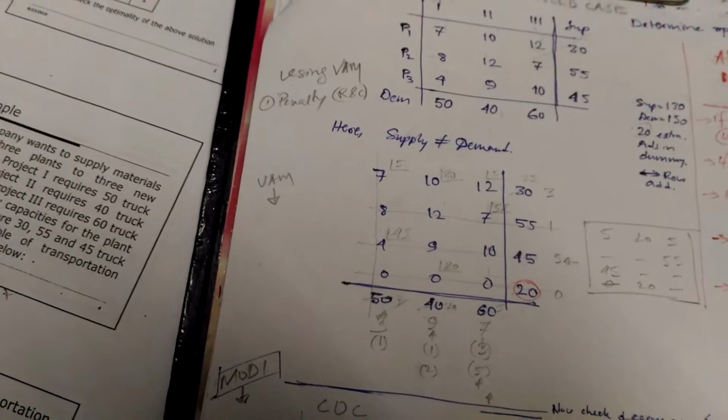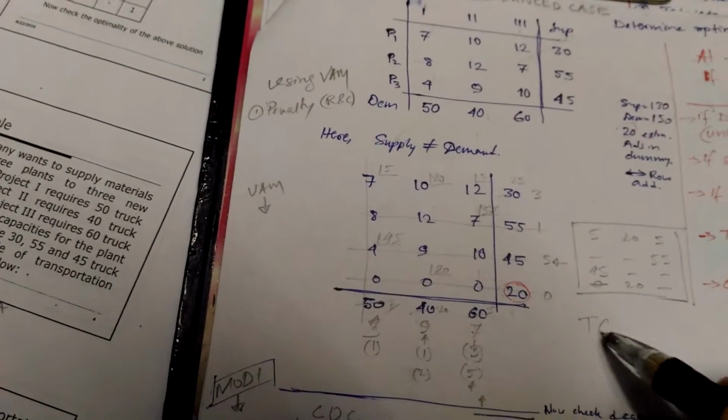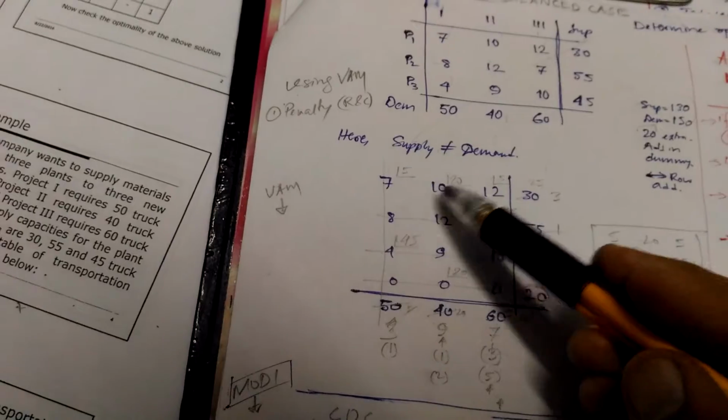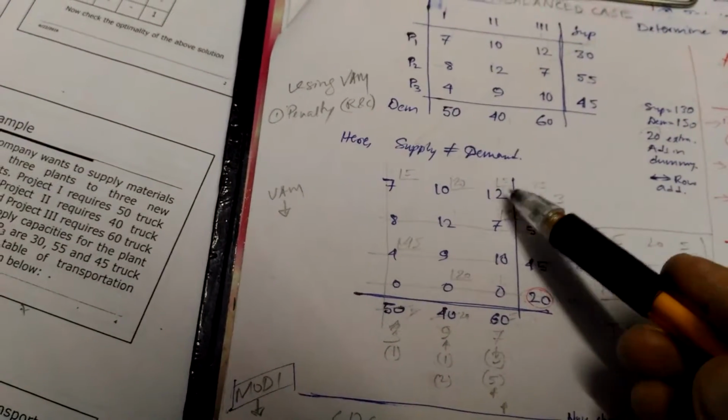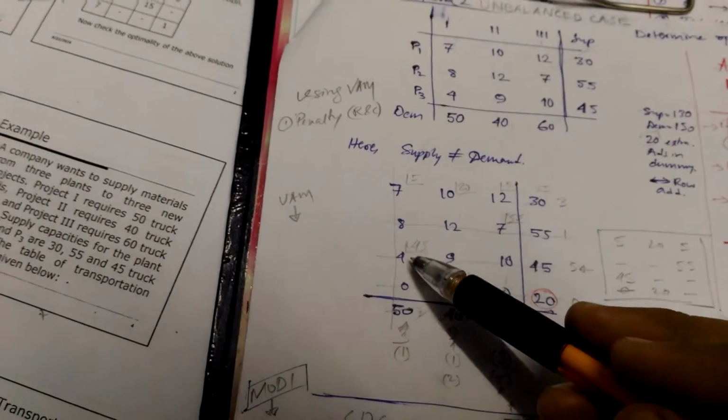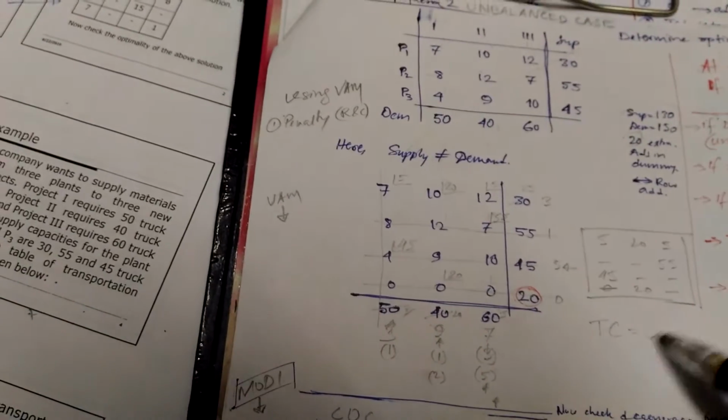Now after we find the Vogel's approximation method, always find the total cost. Total cost is 20 into 10, 5 into 7 plus 12 into 5 plus 7 into 55 plus 4 into 45. So this gives the total cost.